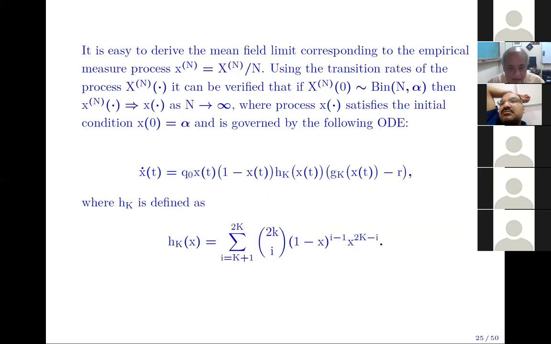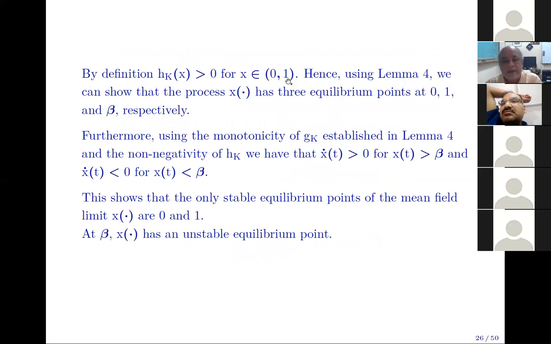And this term is just a binomial term, so it is always bigger than 0 for x in 0 and 1. From this, using lemma 4, we can show that x dot has 3 equilibrium points: 0, 1, and beta. The equilibrium points are where consensus can take place. 0 we know, 1 we know, and beta requires understanding. Beta is an unstable equilibrium point, in the sense that if you are at beta, you immediately move into either the regime where the consensus is at 1, or the regime where the consensus is at 0. That can be obtained by looking at when x dot t is bigger than 0, and when it's less than 0.